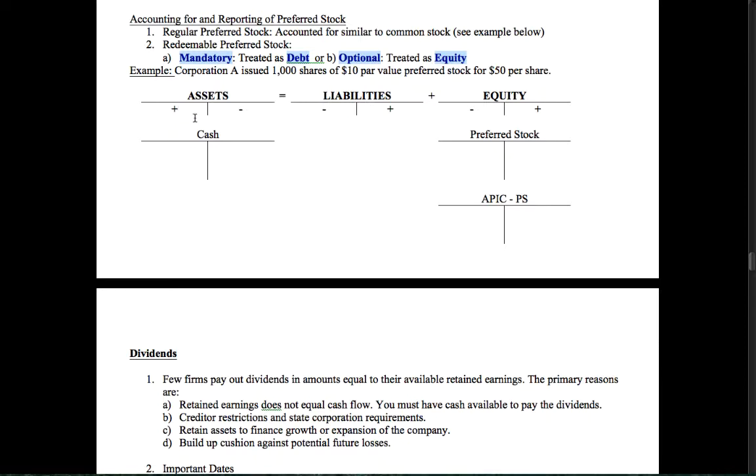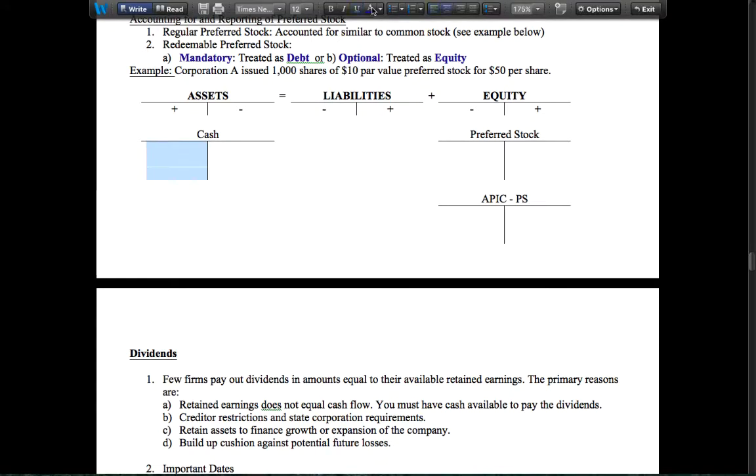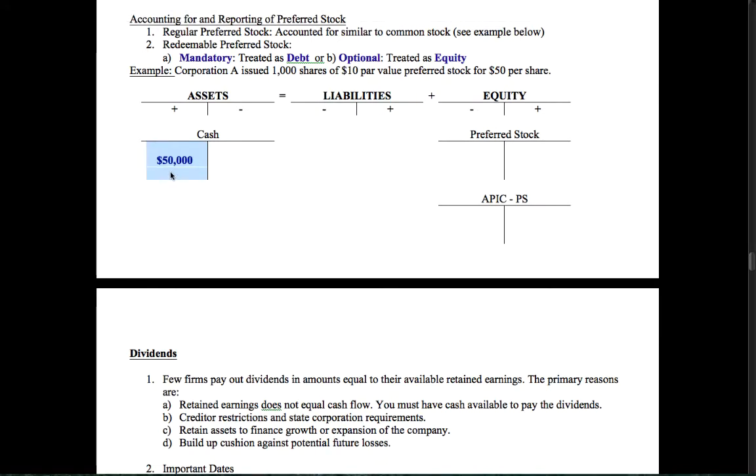So the example here is a very basic calculation of the accounting for preferred stock, and is very similar to what we did with common stock. So as we can see in our example, we have 1,000 shares of preferred stock, and we received $50 per share. Therefore, we received $50,000 in cash, which is the 1,000 shares times the $50 per share.